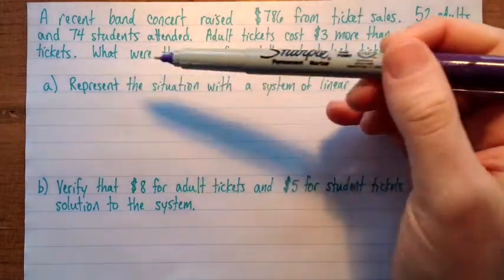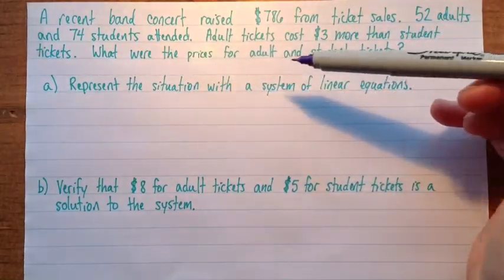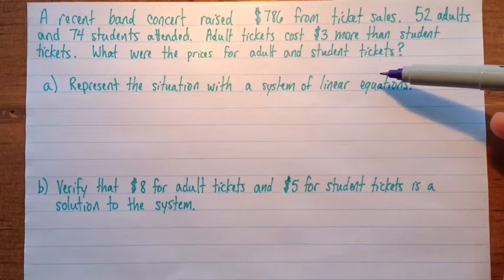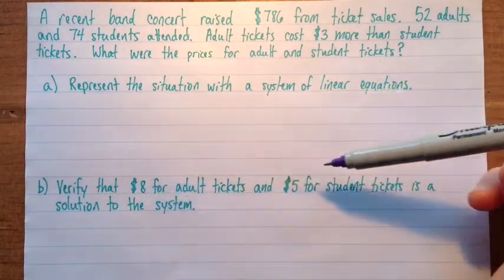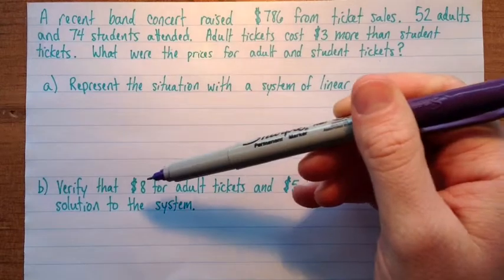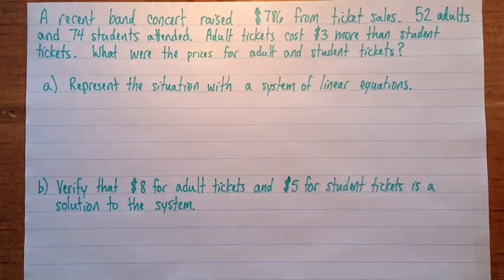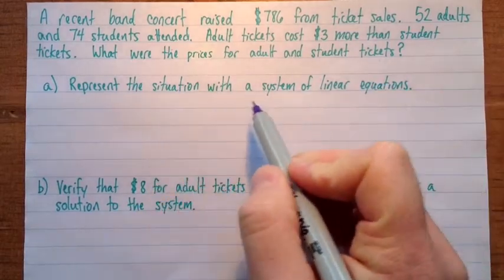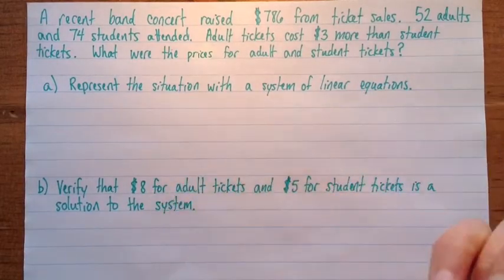So what I'm going to do here is we'll represent the situation with a system of linear equations, and then we're going to verify that this solution here makes sense, and that is a solution: $8 for adults and $5 for student tickets. Okay, so if we're going to represent the situation with a system of linear equations, first of all we have to choose what the variables are going to be.